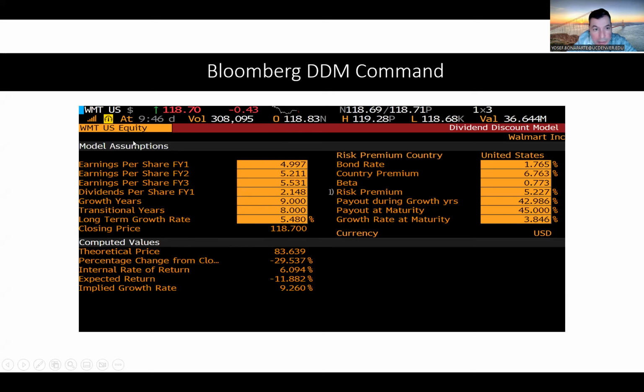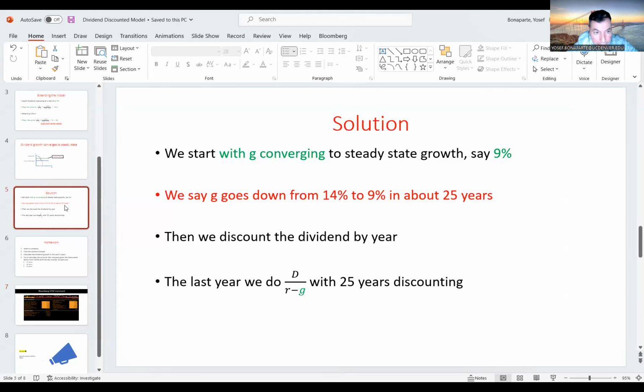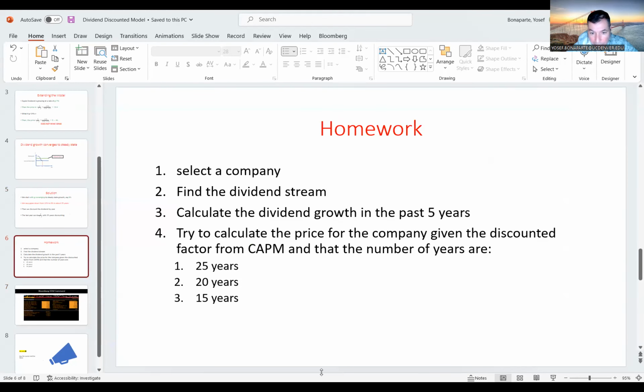So if you do DDM, put the company Walmart, do DDM, and then you will get the theoretical price based on DDM. That's the number you need. And the closing price means what is the price today. The long-term growth rate for dividend in Walmart is 5.4. So this is an example of how to do it. Now, if you want to do it manually, then you have to do it through the Excel I just did here. You need to put these numbers. Take that from CAPM, get these numbers, 25, 20, and then get the results.